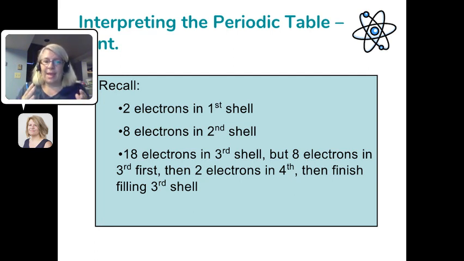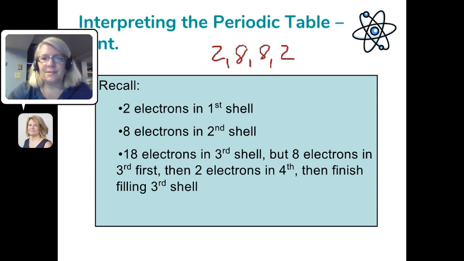We start off with 8 electrons in that third shell, then we add 2 into the fourth, and then we continue finishing the third shell. So for the first 20 elements, we typically think of it as 2, 8, 8, 2. All right, so that's how we arrange them. The first shell we put 2, the second shell we put 8, the third shell we put 8, the fourth shell we put 2, and then we actually go back to the third shell and finish that up.